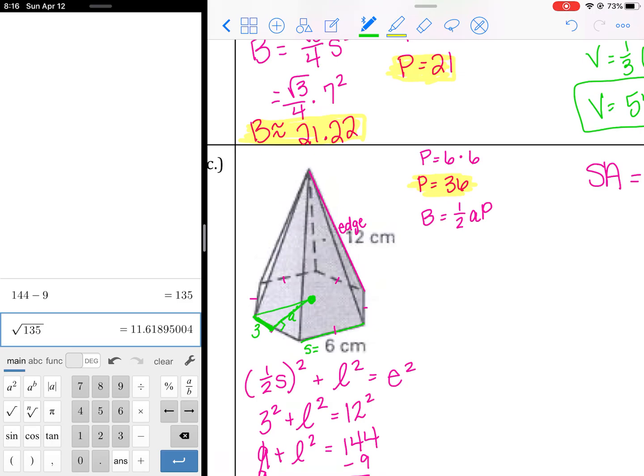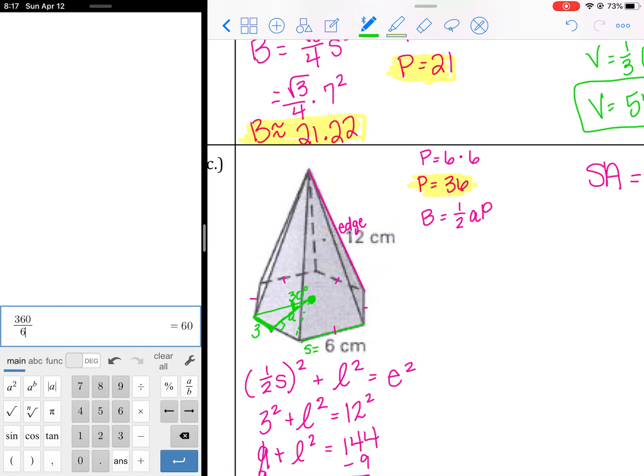And now I need to find the angle measure. So the central angle, I'm going to take the whole circle, which is 360, and I'm going to divide that by the number of sides. So that's divided by 6. So this entire central angle would be 60. I'm only looking at half of that, so this is 30 degrees.